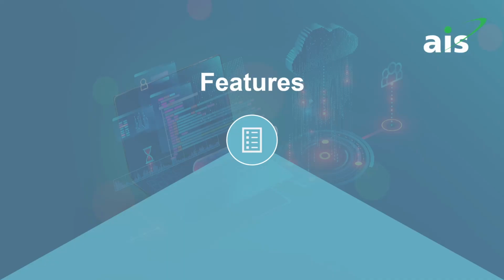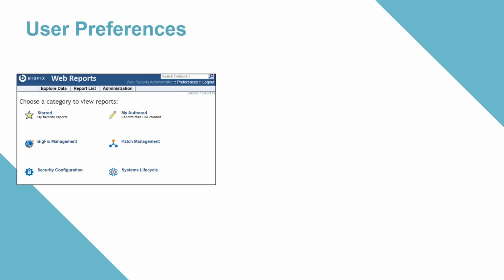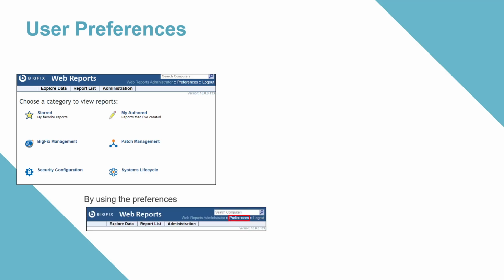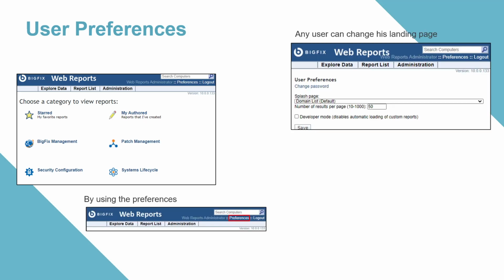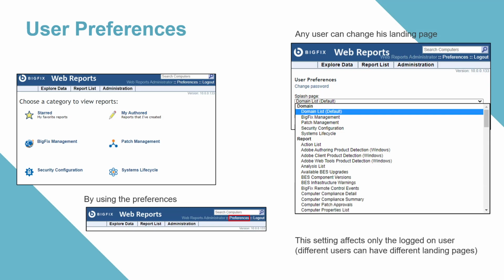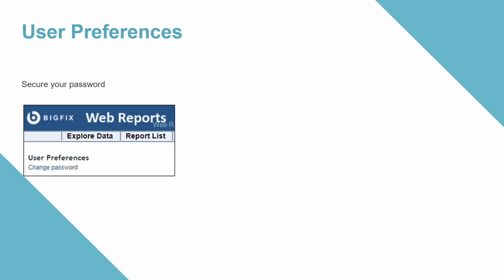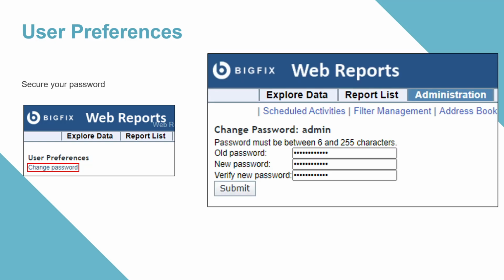Now that you've seen the basics, let's talk about some configurable features. Just because your landing page is the domain list doesn't mean it has to stay that way. By using the preferences, any user can change the landing page. This change will only affect the logged on user, which means different users can have different landing pages. Another option users can manage is their password, but only if they're local users. LDAP-based users must change their passwords at the directory server level.